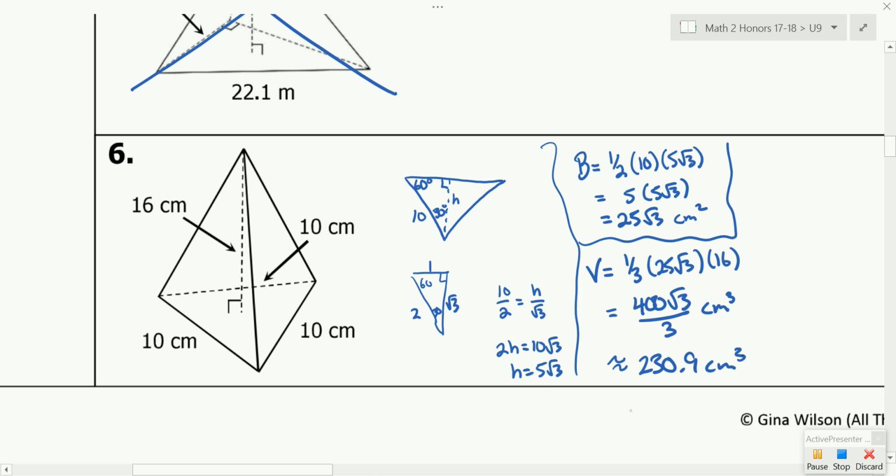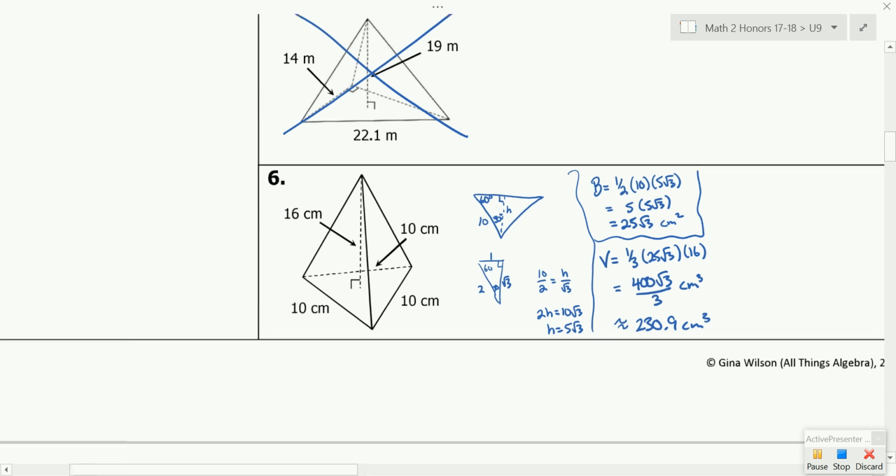We'll stop there, guys. Homework is pages 17 and 18.